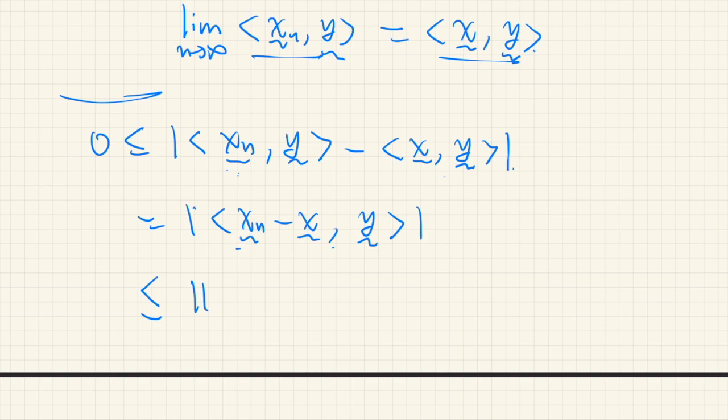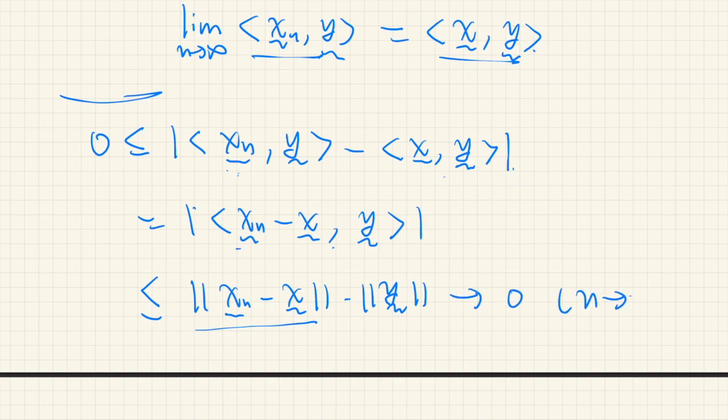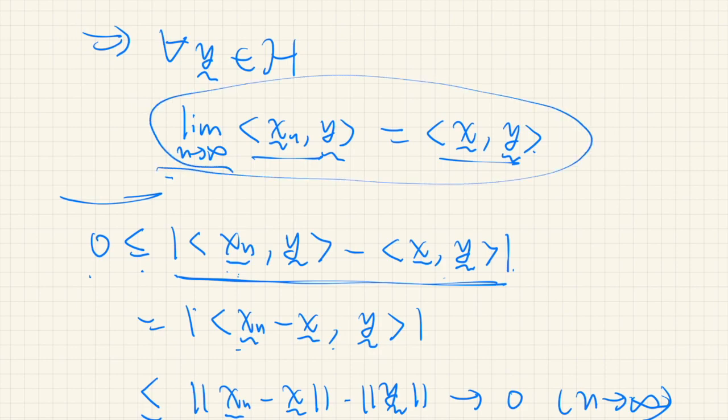So the norm of xn minus x times the norm of y. But this one converges to 0, so this converges to 0 as n goes to infinity. Therefore, this quantity is greater than or equal to 0 and converges to 0. So by the squeeze theorem, this converges to 0. Therefore, this limit holds.